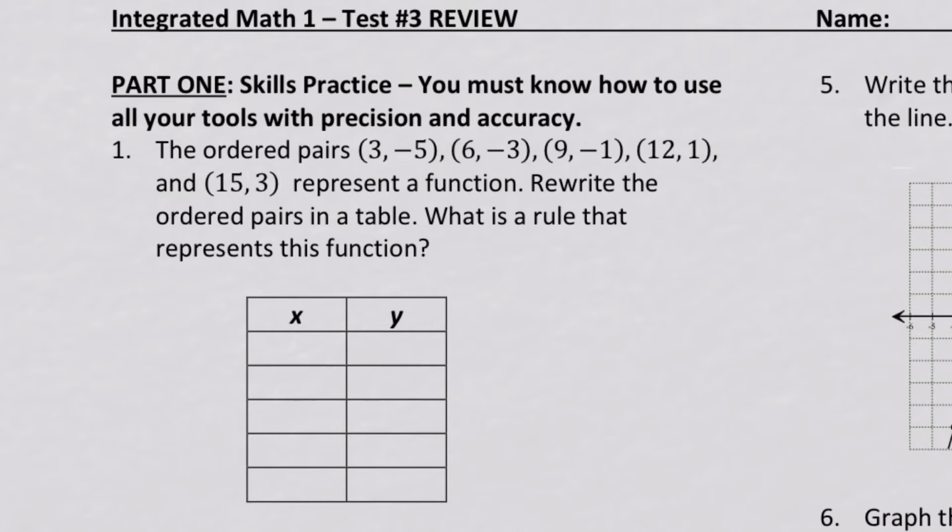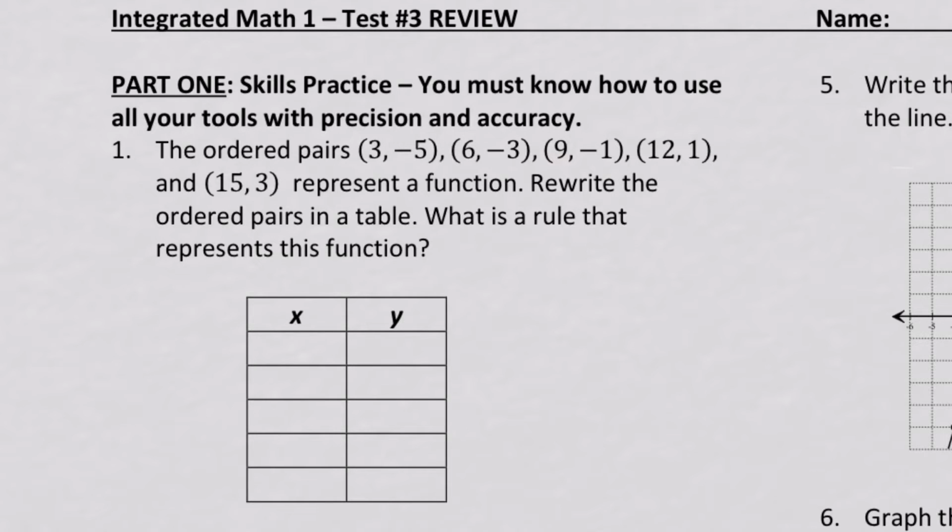Okay, this is Integrated 1 test review. Part 1 is about skills. So, looking at number 1, it says the ordered pairs (3, -5), (6, -3), (9, -1), (12, 1), and (15, 3) are a function. We write the ordered pairs in a table. What is the rule that represents this function?